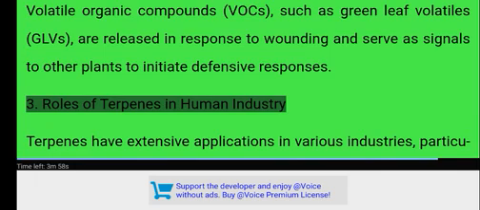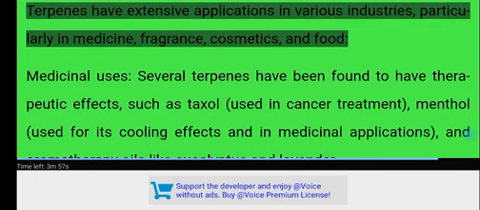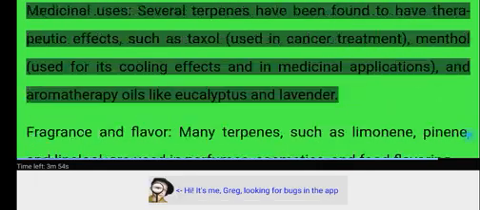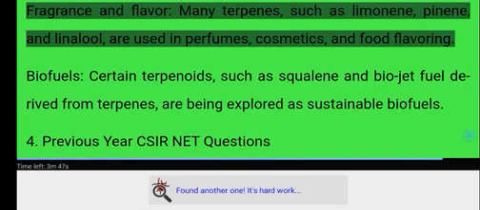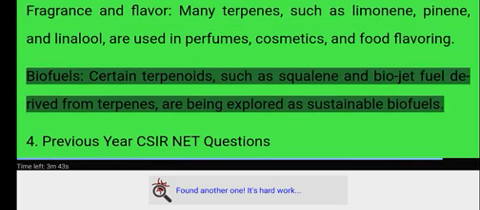3. Roles of terpenes in human industry. Terpenes have extensive applications in various industries, particularly in medicine, fragrance, cosmetics, and food. Medicinal uses. Several terpenes have been found to have therapeutic effects, such as Taxol used in cancer treatment, menthol used for its cooling effects and in medicinal applications, and aromatherapy oils like eucalyptus and lavender. Fragrance and flavor. Many terpenes, such as limonene, pinene, and linalool, are used in perfumes, cosmetics, and food flavoring. Biofuels. Certain terpenoids, such as squalene and biojet fuel derived from terpenes, are being explored as sustainable biofuels.